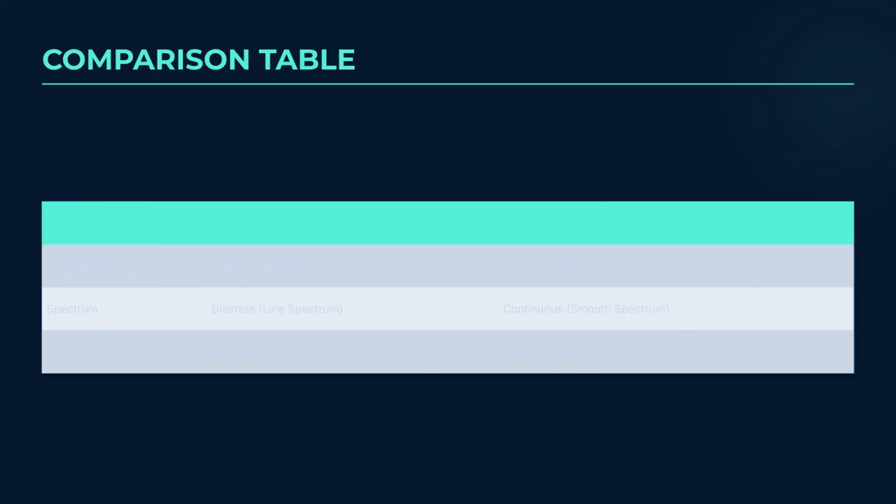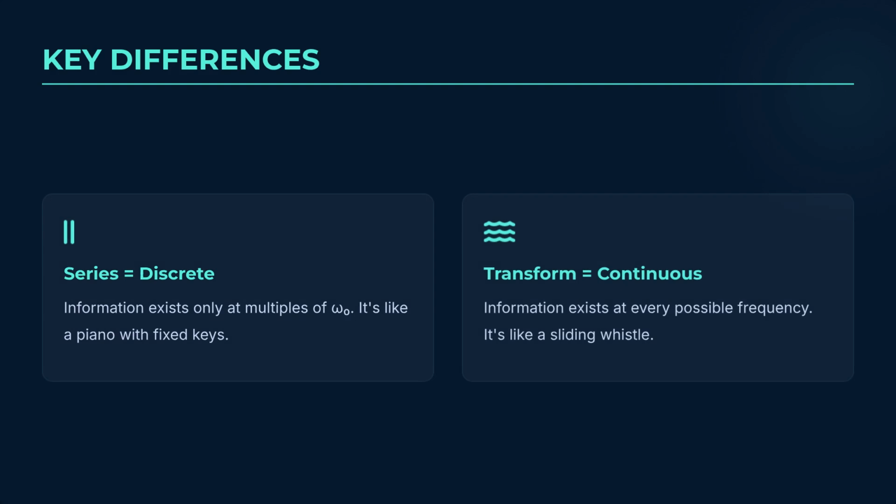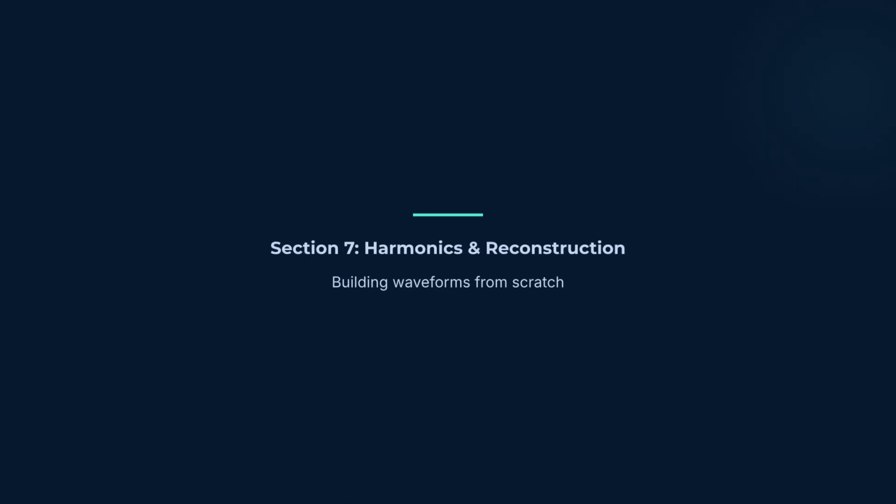This table outlines the key differences between the Fourier series and the Fourier transform across domains, signal type, spectrum, and applicability. The Fourier series is discrete, meaning information exists only at multiples of omega naught. The Fourier transform is continuous, where information exists at every possible frequency. Section 7 covers harmonics and reconstruction, showing how complex waveforms are built from basic components.